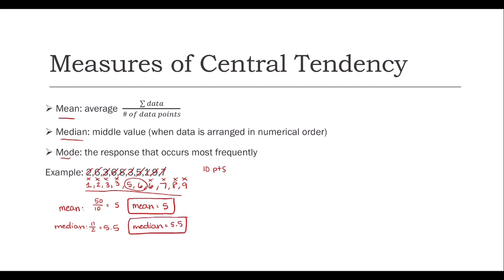Finally, your mode is the number that occurs the most often. So if we look here, we have 2 3s and 2 6s. So this is going to be bimodal, meaning it has 2 modes. So your mode would be 3 and 6. So those are your measures of central tendency.